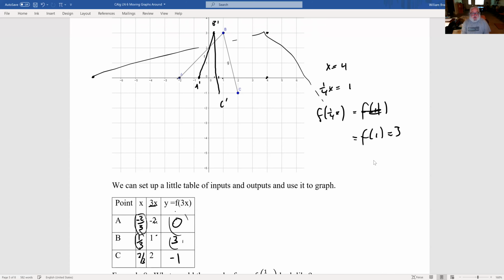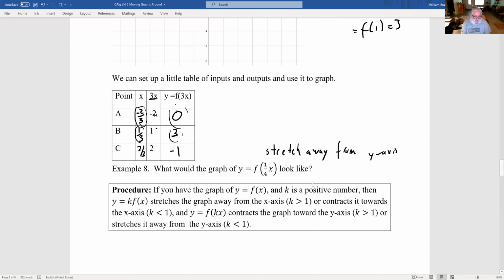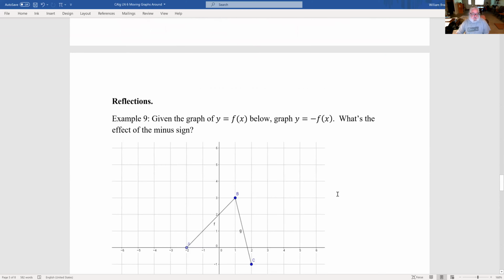Something like that. So multiplying by 1/4 of x, that would expand, stretch away from the y-axis. So again, outside the function stretches it vertically up and down away from the x-axis. Inside the function either contracts it towards the y-axis or away from the y-axis. Okay, and the last thing we want to do is reflections.